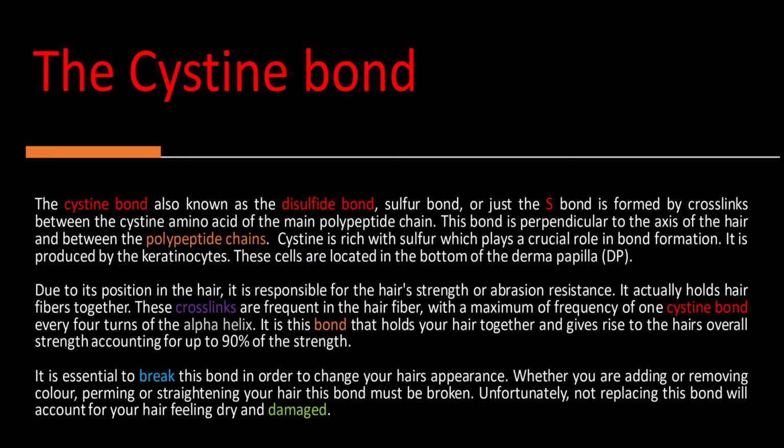These cross-links are frequent in the hair fiber, with a maximum frequency of 1 cystine bond every 4 turns of the alpha helix. It is this bond that holds your hair together and gives rise to the hair's overall strength, accounting for up to 90% of the strength. It is essential to break this bond in order to change your hair's appearance. Whether you are adding or removing color, perming or straightening your hair, this bond must be broken. Unfortunately, not replacing this bond will account for your hair feeling dry and damaged.